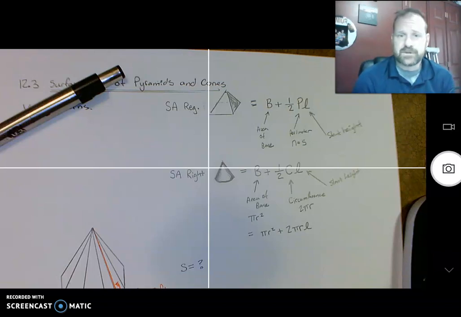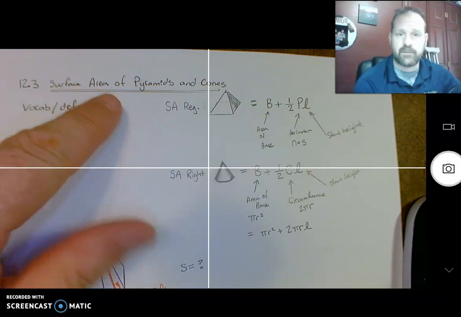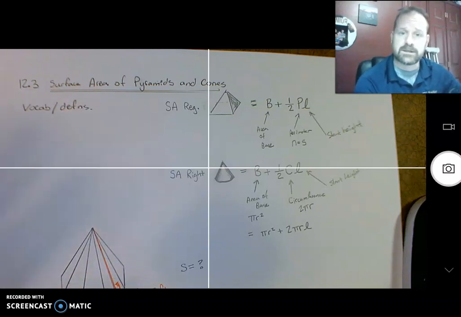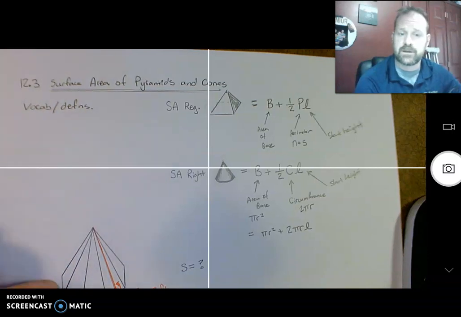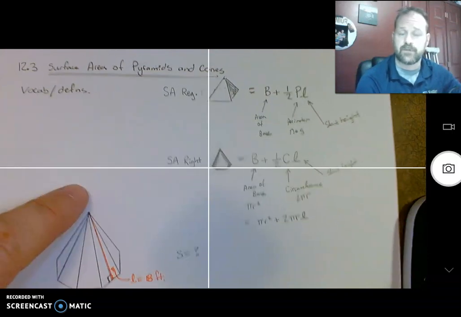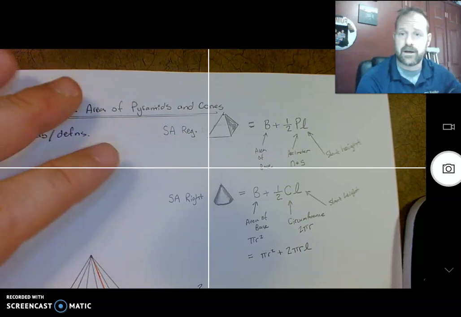Hey geometry students, here we go again. We are going to be dealing with the surface area of pyramids and cones. Let's go ahead and cover the vocab and definitions and our equations, and then we're just going to jump right into one. Okay, hopefully you watched the drawing of figures.